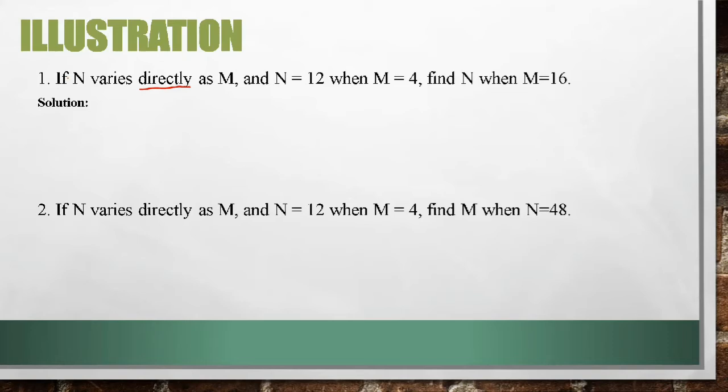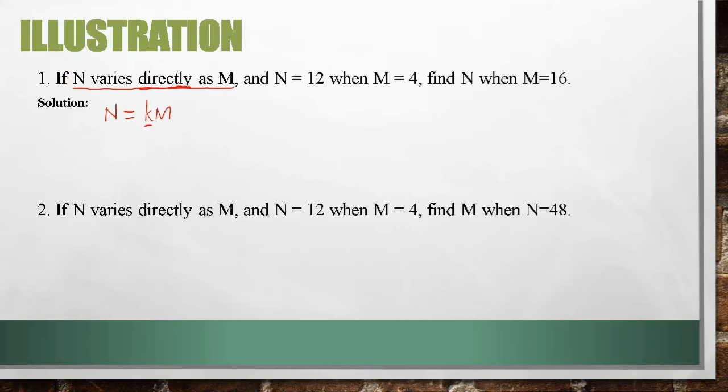Next, we need to find the formula that we are going to use. First is n varies directly as m. So therefore, n is the first variable and it is proportional to m. So it varies directly to m, and there is a constant of variation. So k is the constant of variation.